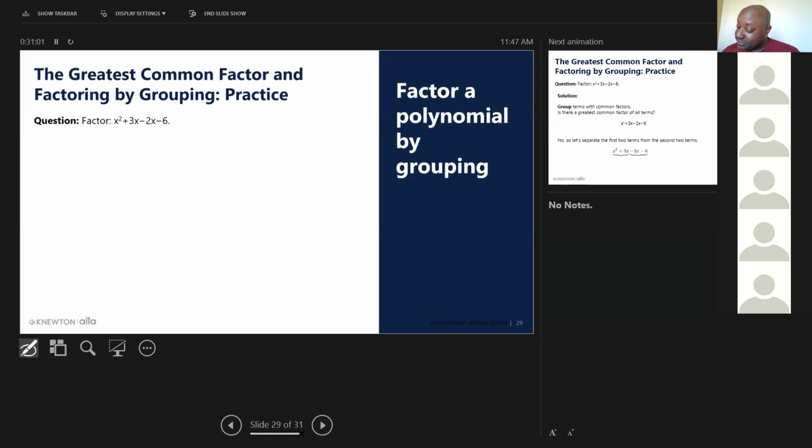Anyway, let's group together x squared plus 3x, and then the minus 2x minus 6. Okay, what can we factor out first from x squared plus 3x? Well, just x. And then x times what gives me x squared? Well, just x. Bring down my plus sign. And now x times what gives me 3x? Well, that's just 3.